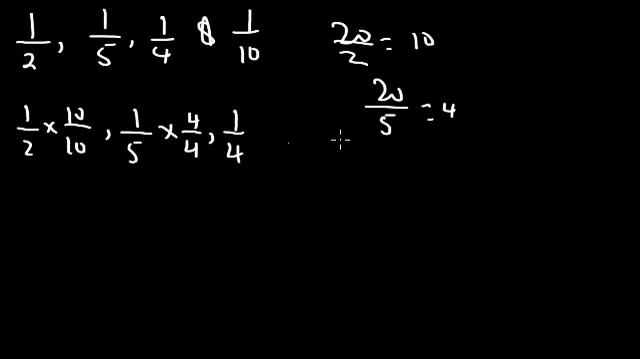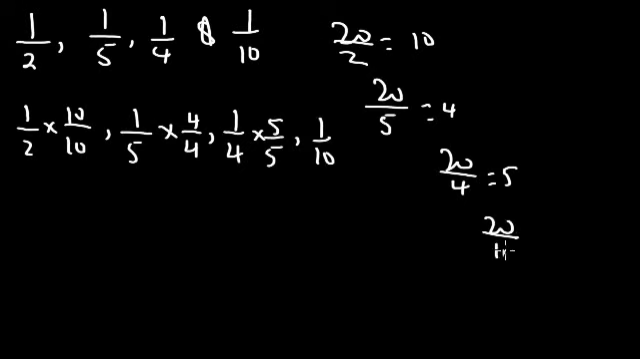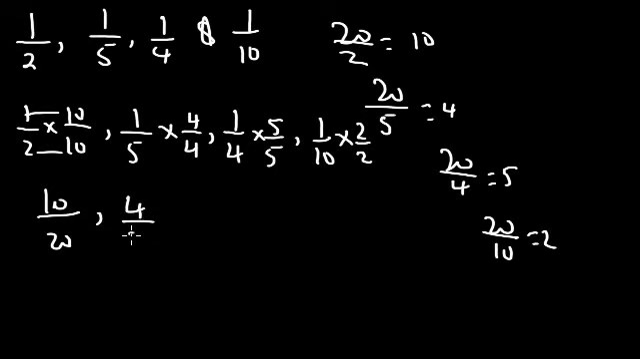What about 1 over 4? To get that, just divide 20 by 4, and that will be 5. So I'm multiplying 1 over 4 by 5 over 5. And for the last one, which is 1 over 10, divide 20 by 10. That's just going to be 2. I'm multiplying both top and bottom by 2. Now I'm just going to simplify this. 1 times 10, that's 10, divided by 2 times 10, that's 20. Now everything will be 20 in terms of denominator for all the fractions.